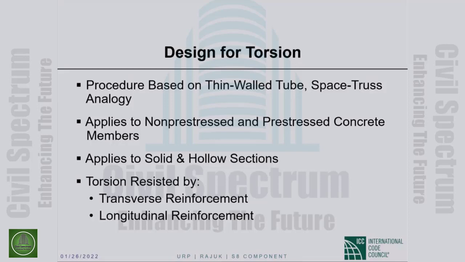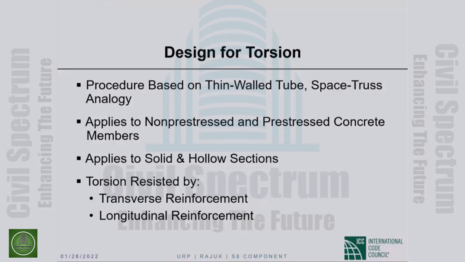Now, the torsion design procedure that we have in ACI 318, I believe this came into the code in 318-02 or earlier. The current procedure, which has been in there since then, is based on the thin-walled tube space truss analogy. The procedure applies to non-pre-stressed and pre-stressed concrete members alike.